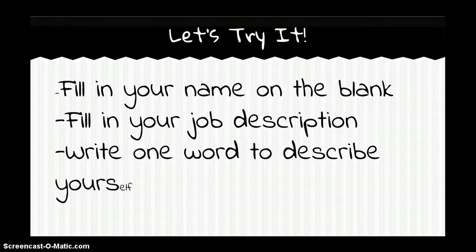The prep that we're going to do right now is going to take you about 15 seconds. And this is all the prep that you would need if you were going to utilize this in your classroom. So the little cards on your desk or on your table, if you could please fill in your name in the blank. Write your job description, and write one word to describe yourself. And stand up when you are done. Stand up when you're done.